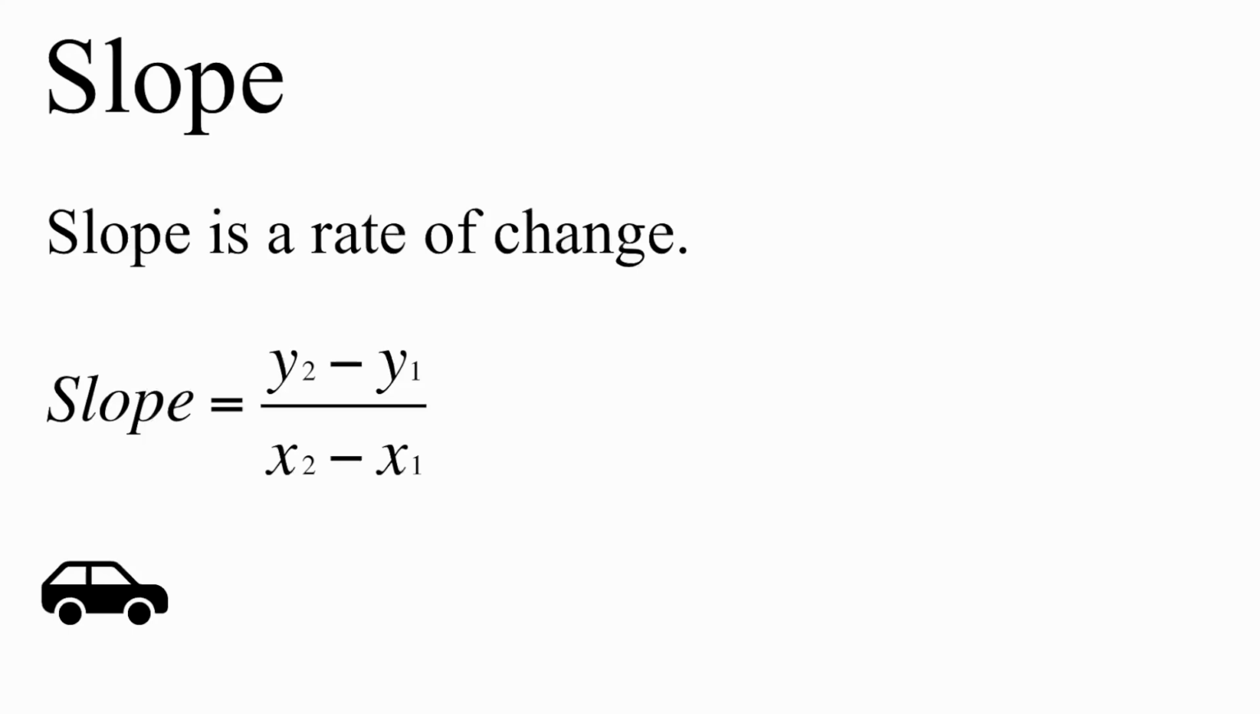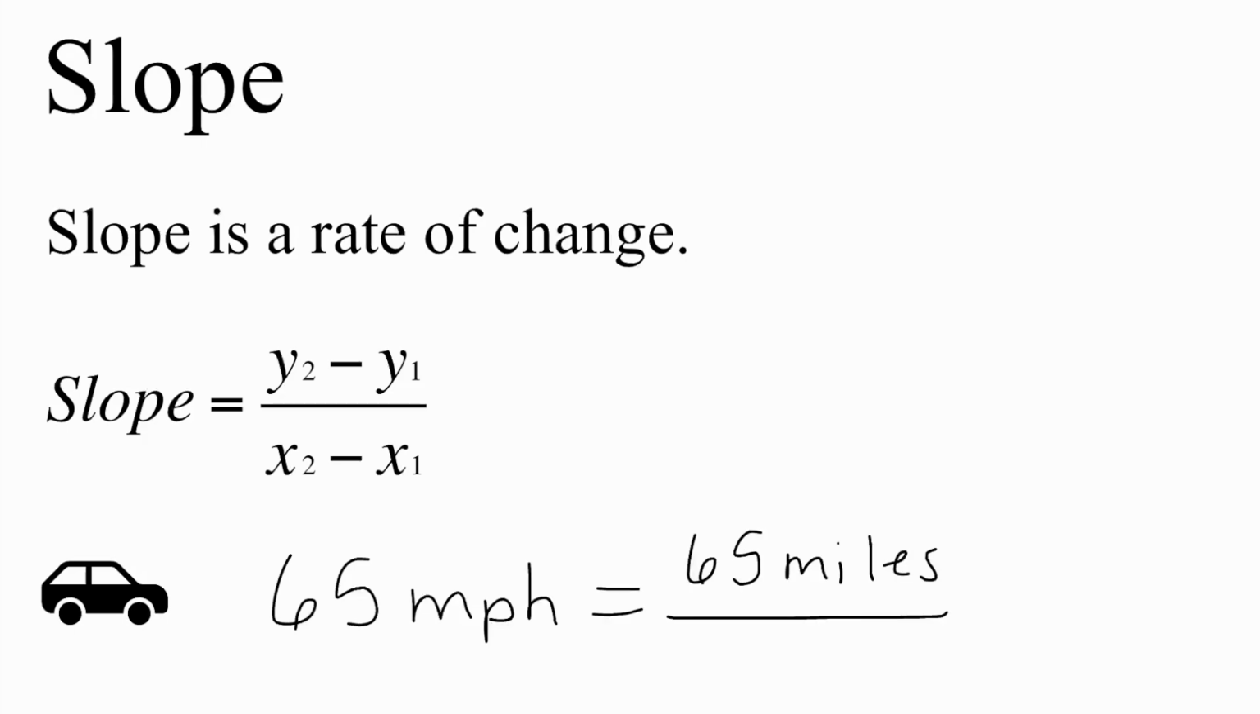For example, the slope or rate of change of a car driving on the highway is 65 miles per hour, or 65 miles over 1 hour.